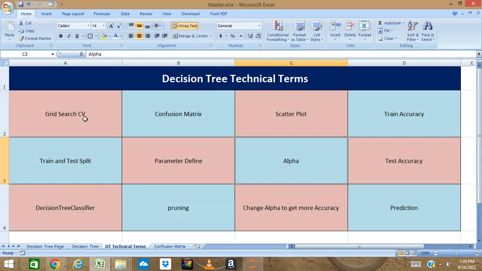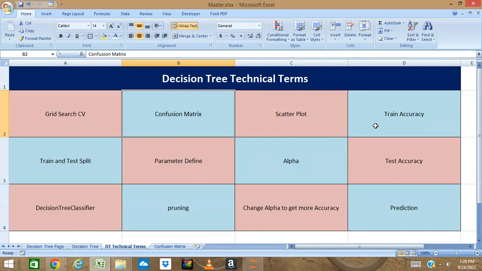The first term is grid search CV. Most probably you will use it, but you don't know what it is. Confusion matrix: you have used this in many models, in linear regression, in logistic regression, but you don't know what it is. Why is it connected with your findings and your result? How is it affecting your accuracy?